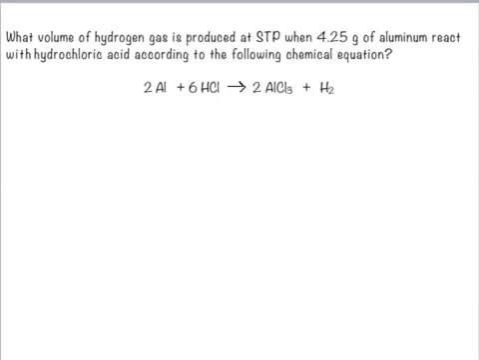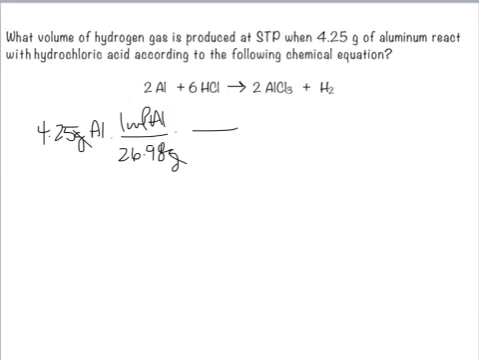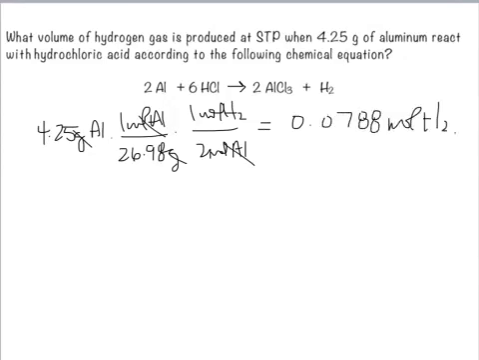Okay, very similar type problem to the last one. Start with what you know. 4.25 grams of aluminum. We have to convert this to moles. 1 mole of aluminum has a mass of 26.98 grams. Grams cancel, I now know moles. According to the balanced formula, for every 2 moles of aluminum, I get 1 mole of hydrogen. Moles cancel. Multiply and divide, I get 0.0788 moles of hydrogen.